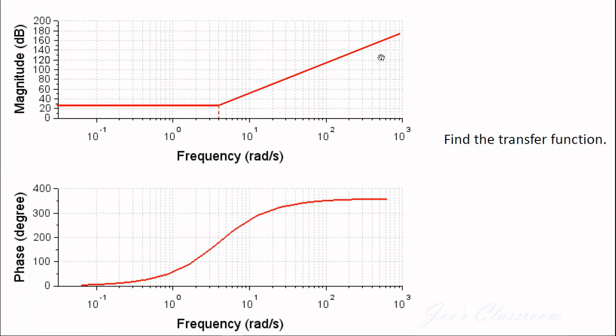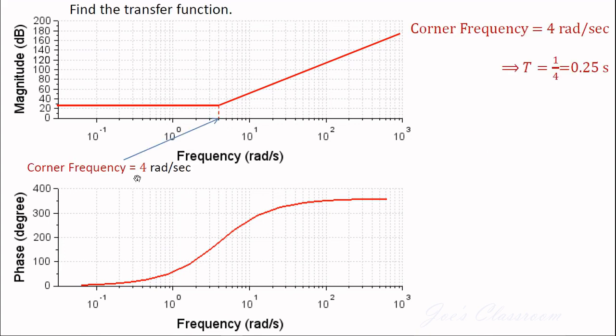So this is the Bode plot given. Please note, the phase plot is not necessary to find out the transfer function, but you can very well use this phase plot to verify whether your result is correct. So let us try to find out the transfer function for this. What should you do? First thing is to identify the corner frequency. We find the corner frequency as 4 radians per second.